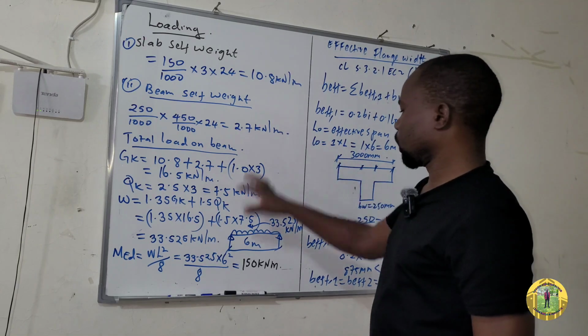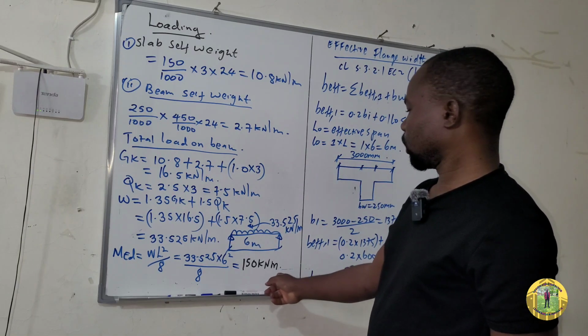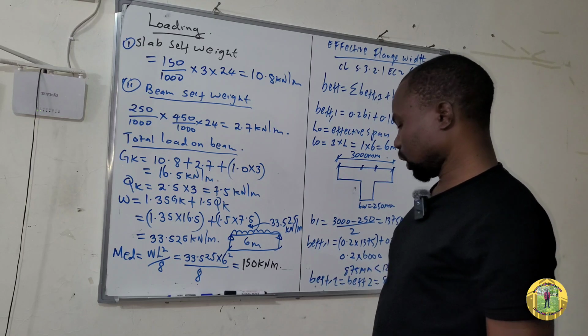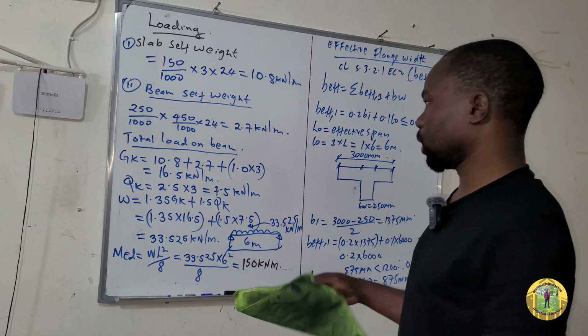So allow me to clean here. You can write this somewhere. This is the ultimate design moment, which is 150 kilonewton meter. So write it somewhere.